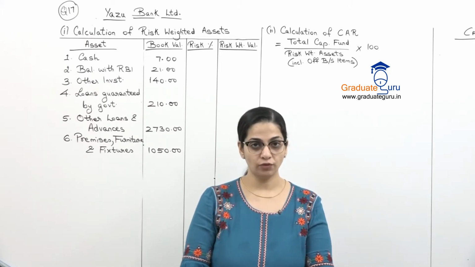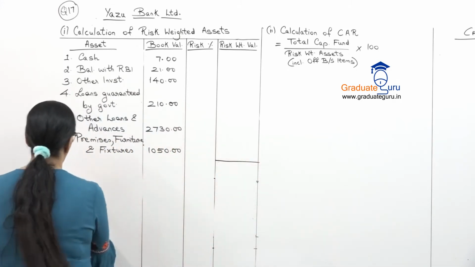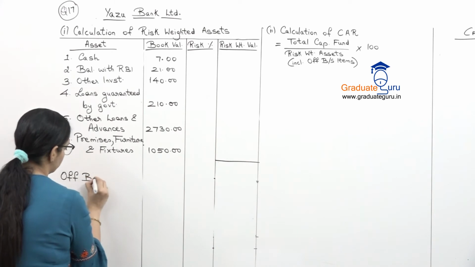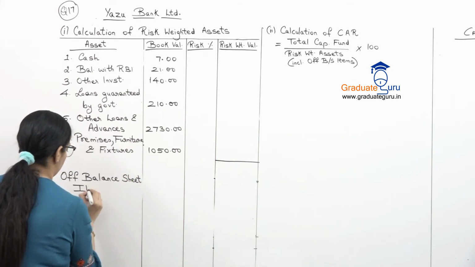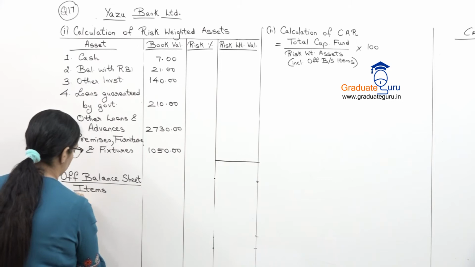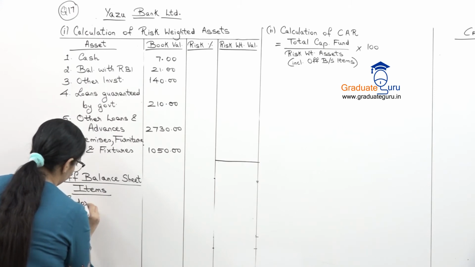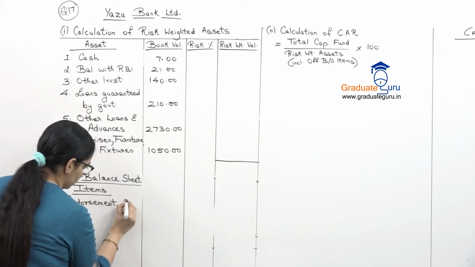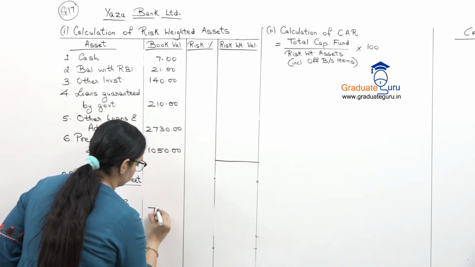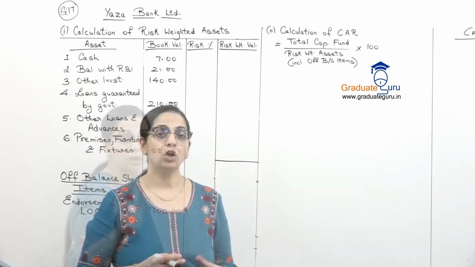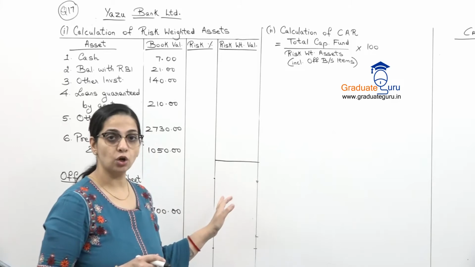Endorsement and letters of credit we'll take in the off balance sheet. So first, after these assets, we'll take a subtotal and then we write our off balance sheet items. And in that, we have endorsement and letters of credit. And the amount is 700. We also have deferred tax assets, but we have to subtract that also from capital. We won't take it in our list of assets.